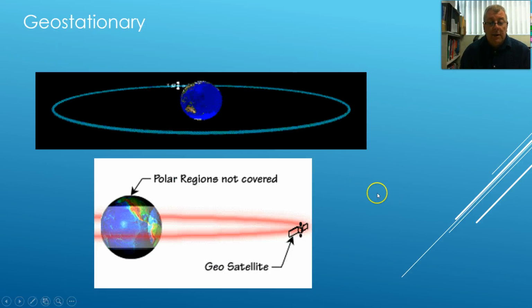Now the geostationary satellites have to be over the equator, and they have to have a period of 24 hours. They have to rotate around their orbit at the same rate at which the Earth rotates around its axis. And for that reason, they have to be over the equator. Now, being over the equator means that they have a footprint, but they don't cover the polar regions very well, and you have to use other satellites to cover the polar regions.